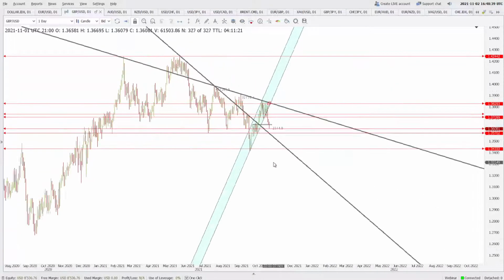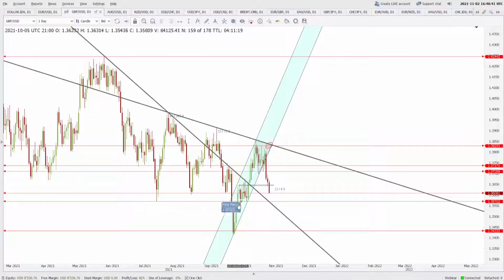This trend line has acted as a resistance multiple times, and after this reaction from here the price went here, after this reaction the price went here. Now this is the third time that the price has reacted to this level, and we are expecting a lower low than 1.3433 in this market.